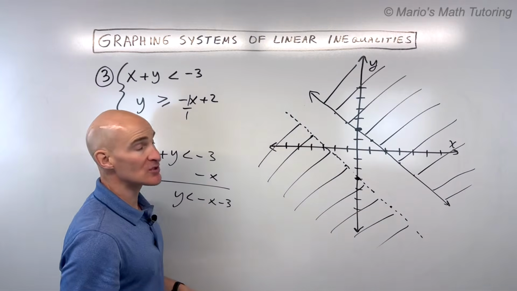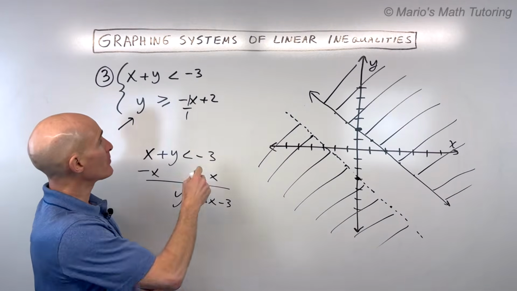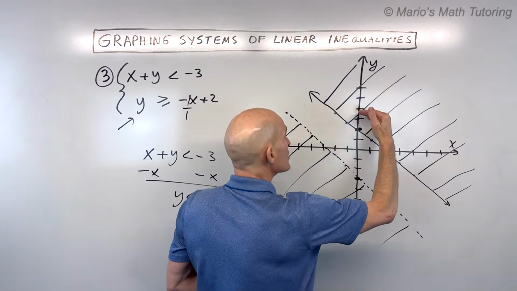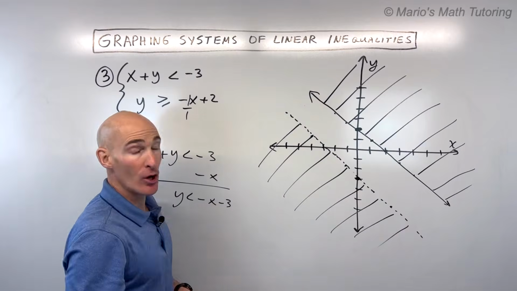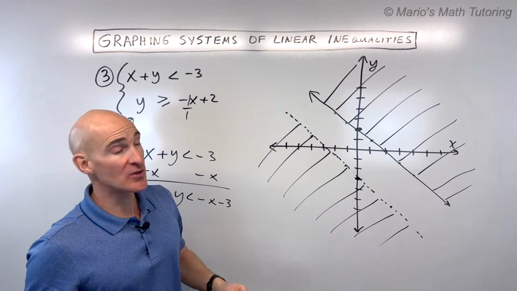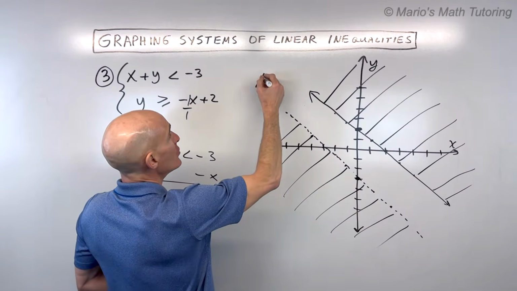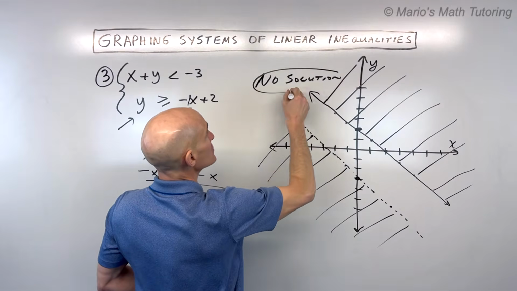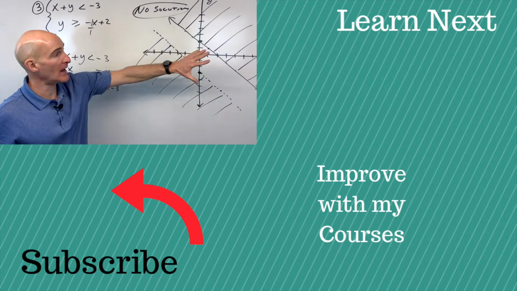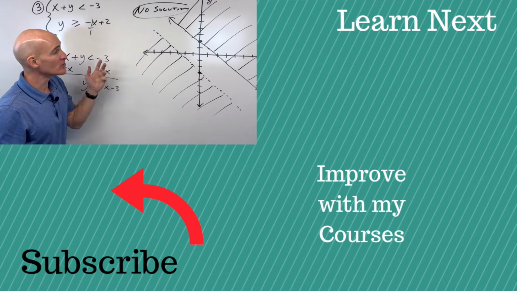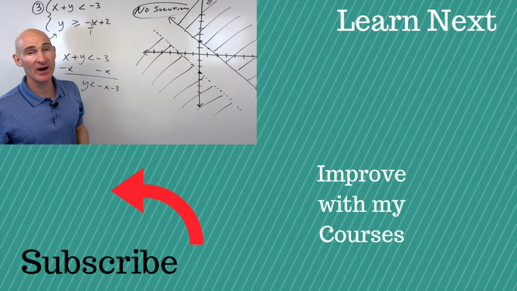Now, notice that these two lines are parallel. We know they're parallel because they have the same slope. They're both -1. But this line we're shading above, this line we're shading below. So where do they overlap? Well, they won't. So that tells us that there's actually no solution to this system of inequalities. What that means is we can't really pick a point anywhere in this plane that'll make both inequalities true. So there's no solution. So this was an interesting example.